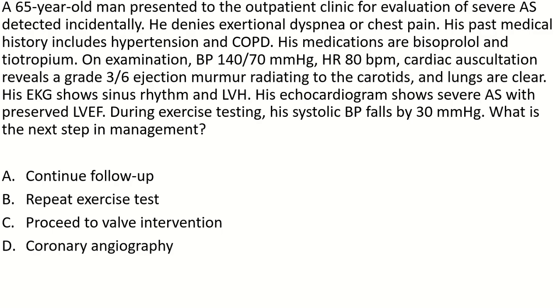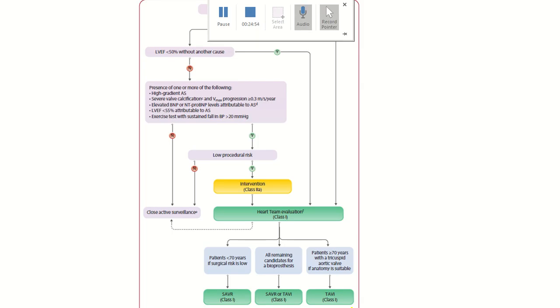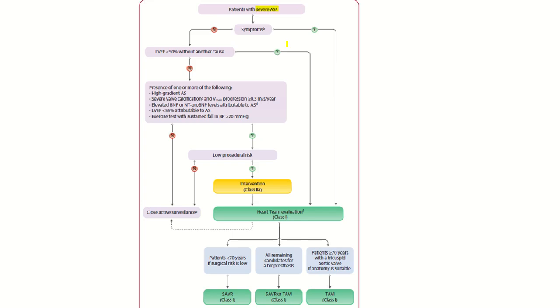Before answering this question, let's review the guidelines. The guidelines demonstrate that in patients with severe aortic stenosis, the first step is to evaluate the symptoms. In the absence of symptoms, you have to consider the left ventricular ejection fraction. A low left ventricular ejection fraction, below 50 without any other apparent cause, means this patient's severe aortic stenosis is hemodynamically significant and requires evaluation by the heart team. However, in the absence of low ejection fraction and symptoms, you have to further evaluate this patient for the hemodynamic significance of this severe aortic stenosis.